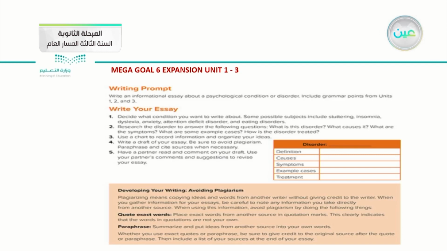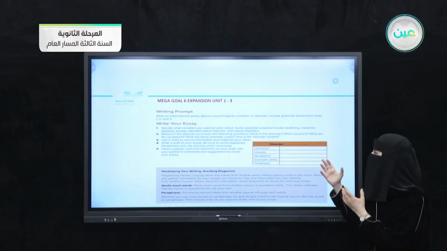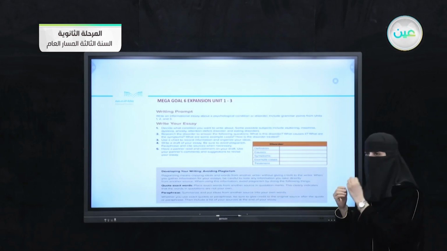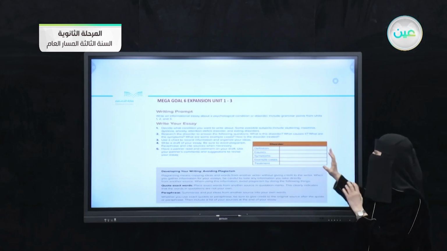Number 2, research the disorder to answer the following questions. Before we research that, what do they mean by disorder? Disorder means something that causes a fear or causes nervousness to you. Okay, when you research about that one, what do you think is a suitable way to write a good essay? So they make it easy for you by adding some questions.